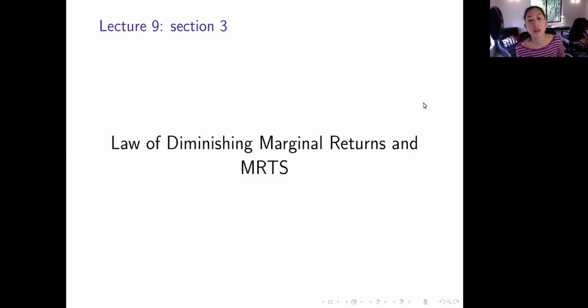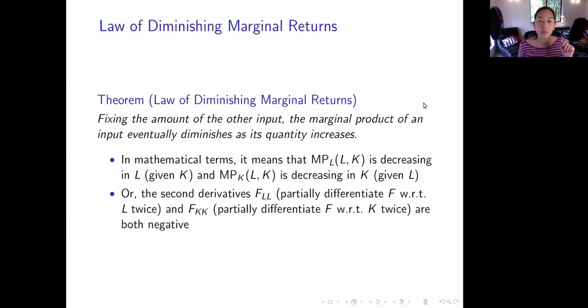In this section 3, we'll be talking about the law of diminishing marginal returns and the marginal rate of technical substitution. The law of diminishing marginal returns means the marginal product keeps falling as more and more of an input is employed. If you fix the amount of the other input, the marginal product of an input eventually diminishes as its quantity increases.